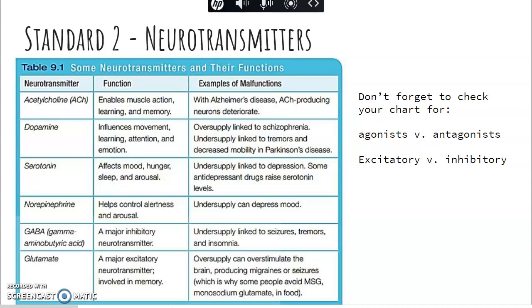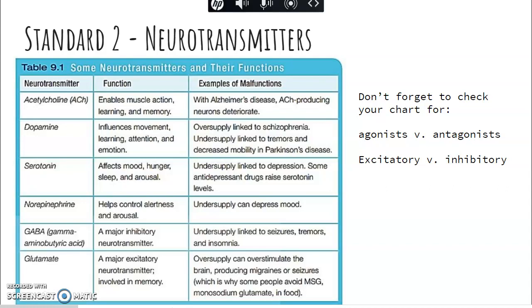Agonist and antagonist. Remember, an agonist is going to mimic a neurotransmitter. So like if you have botulinum, which is what they use in Botox, it's going to mimic acetylcholine, right? And so then you also have antagonists.